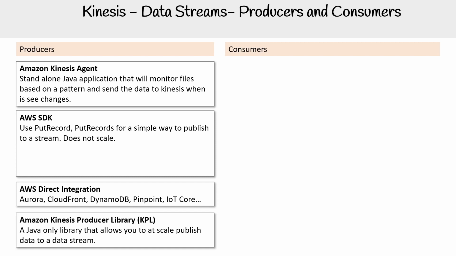Then you have the Amazon Kinesis Producer Library, the KPL. This is a Java-only library that allows you to, at scale, publish data to the data stream. This is the preferred method for implementing a producer. You have to know how to use Java to do this. You have to write Java code. So this is a use case where Java becomes very important.